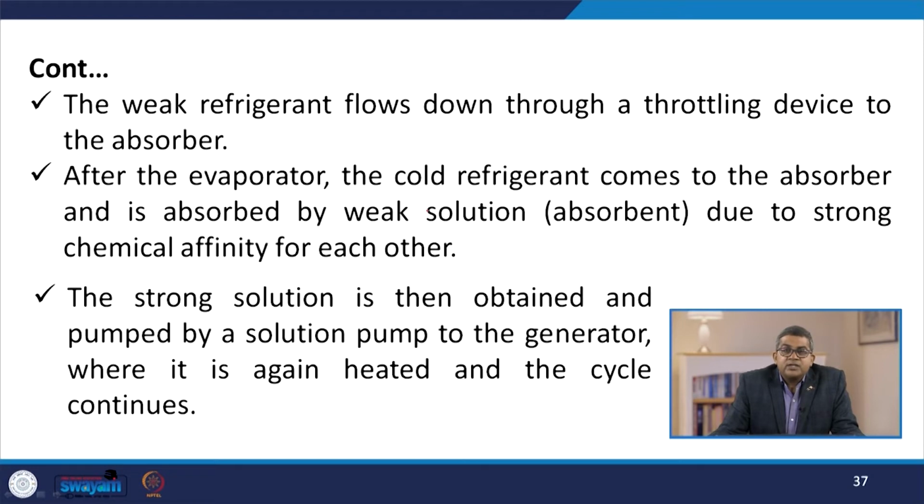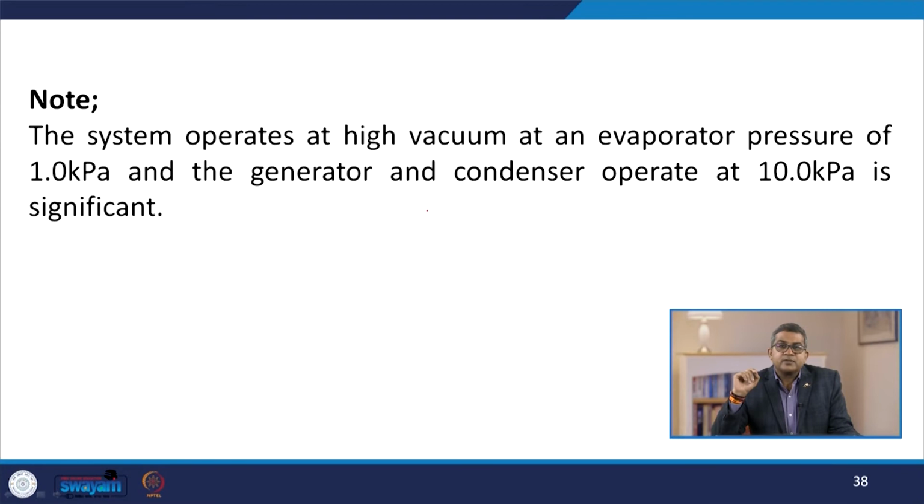The weak refrigerant flows down through a throttling device to the absorber. Now, after the evaporator, the cold refrigerant comes to the absorber and is absorbed by the weak solution, that is the absorbent, due to the strong chemical affinity of each other. The strong solution is then obtained and pumped by a solution pump to the generator, where it is again heated and the cycle continues.